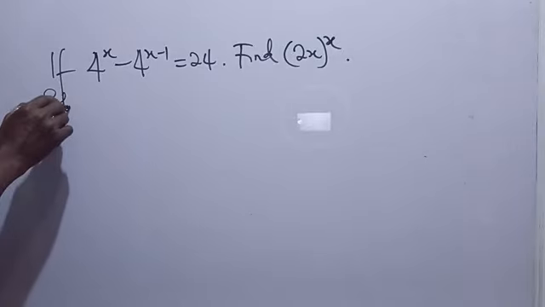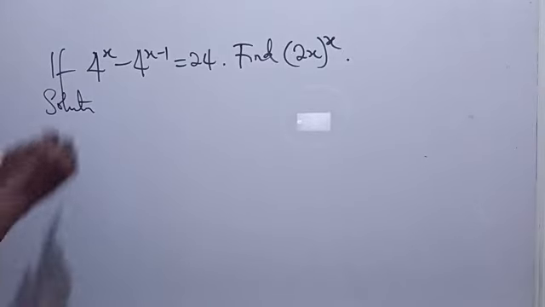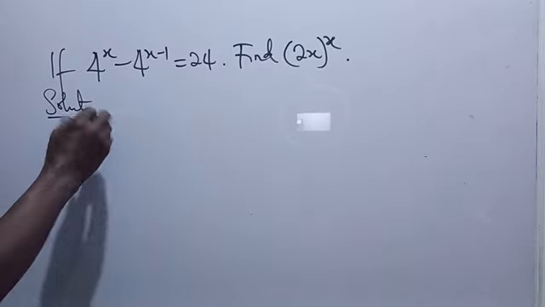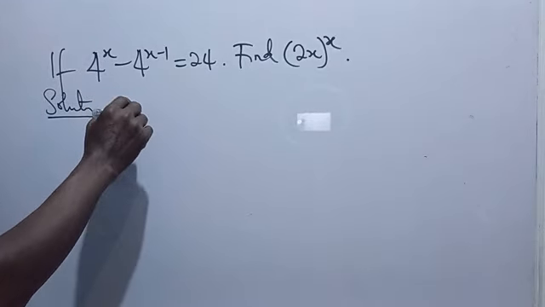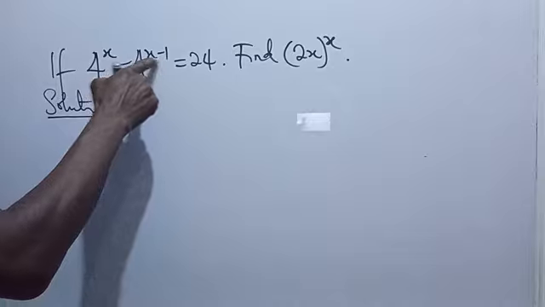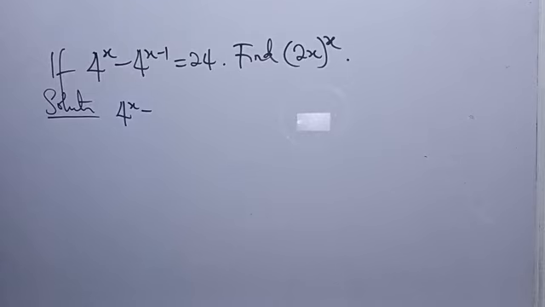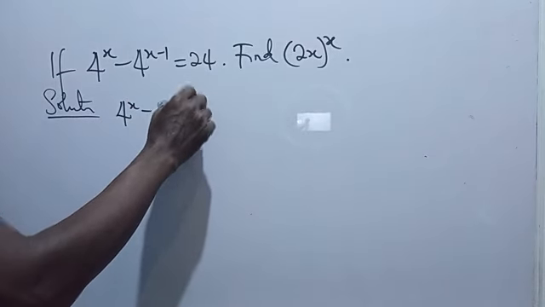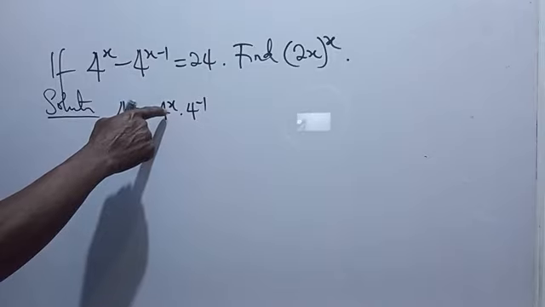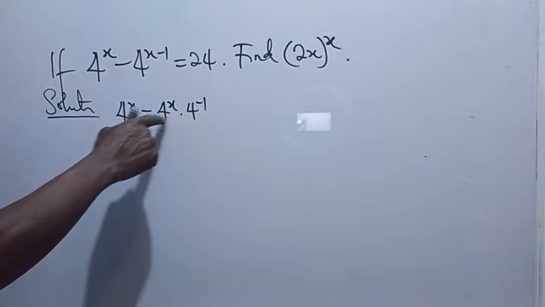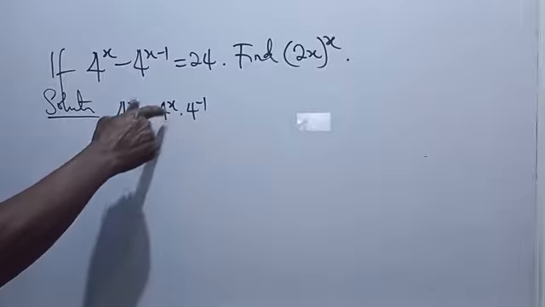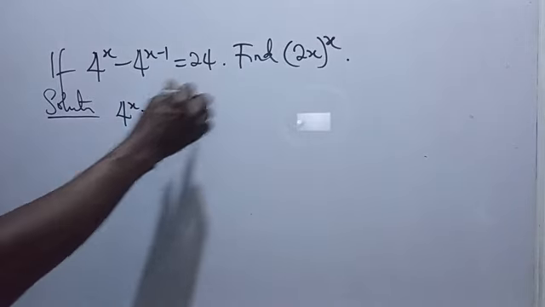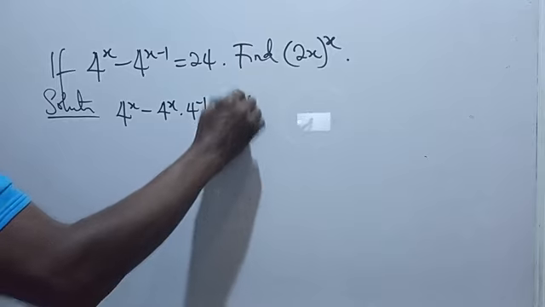So to solve this problem, we can have this as 4 raised to power x minus 1. Note we are having x minus 1 as the exponent. So we can split it as 4 raised to power x times 4 raised to power minus 1. If you have the same base, you can add the powers. So x plus minus 1 will be x minus 1, which is equal to 24.